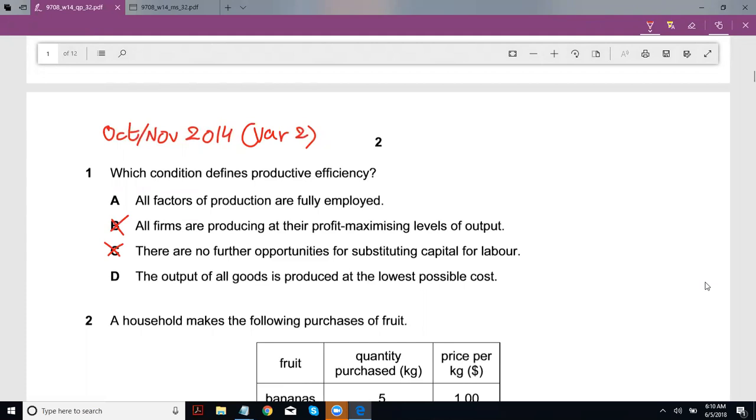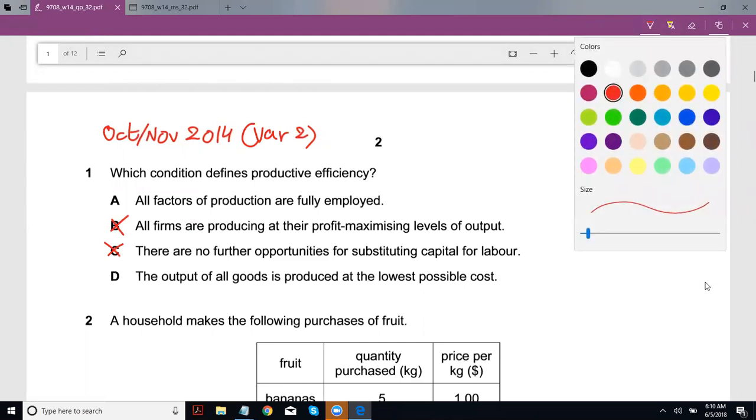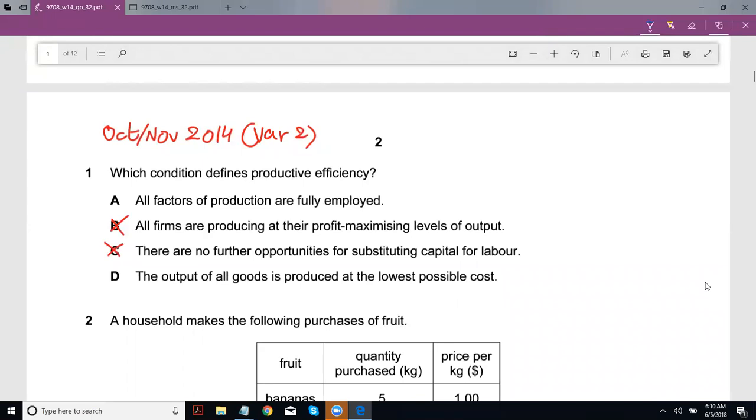It's just irrelevant. Now, the issue that arose and the reason why a few people were confused in this was because, well, if you look at answer A, if all factors of production are fully employed, it means you're producing on your PPC. And as we know, all points on your PPC are points that are productively efficient. So some people thought A could have been the right answer. The right answer, however, was in fact D, where the output of all goods is produced at the lowest possible cost.